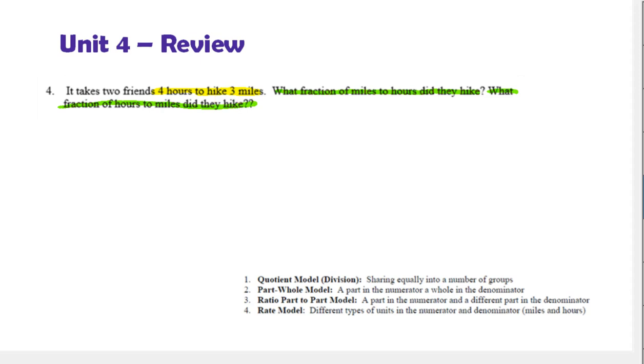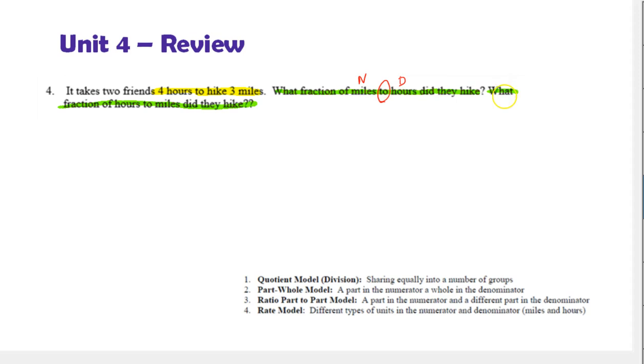Okay. And those questions seem almost identical, even to me as I was saying them, but let's notice how they're a little bit different. So we have fraction of, and it says miles to hours. When you see the word "to," that's an indicator that the numerator is before the "to" and the denominator is after the "to." So here the numerator is miles, the denominator is hours.